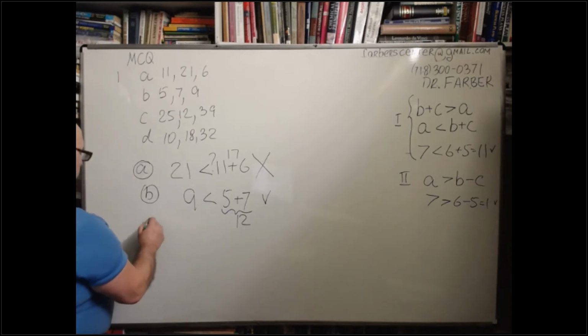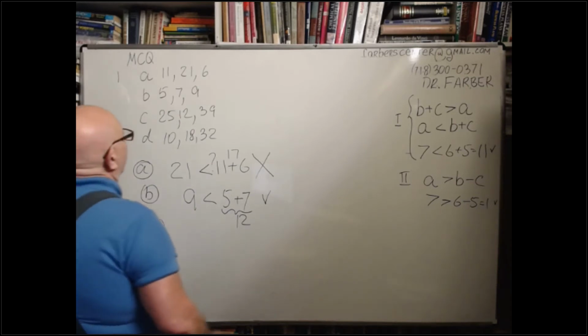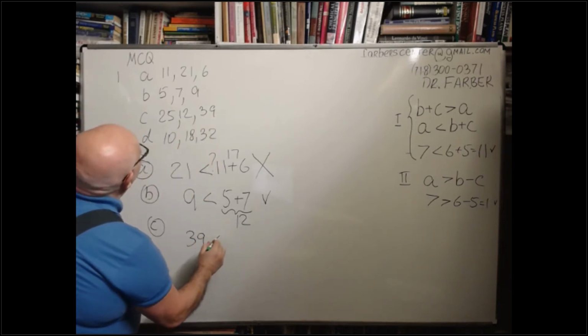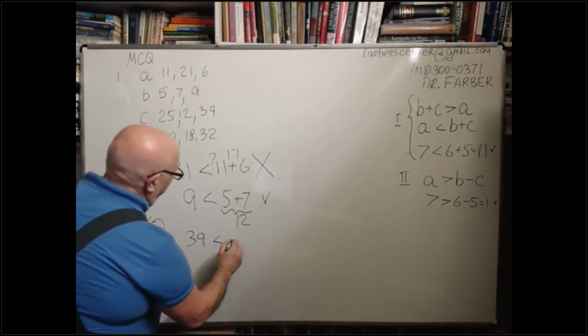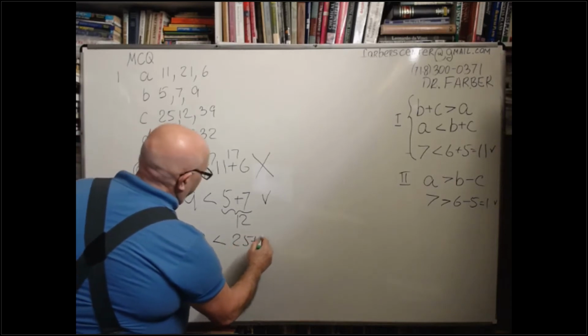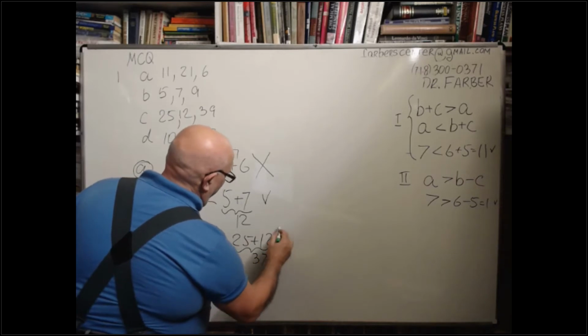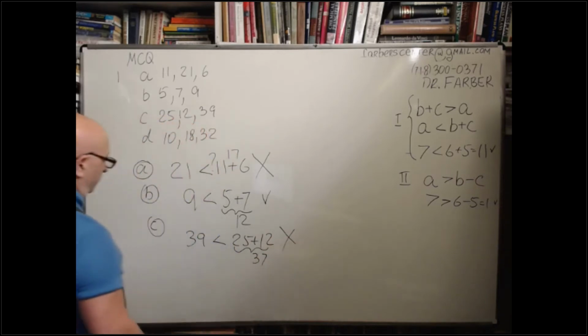Let's check C. Is 39 less than 25 plus 12, which is 37? No, you cannot build a triangle.